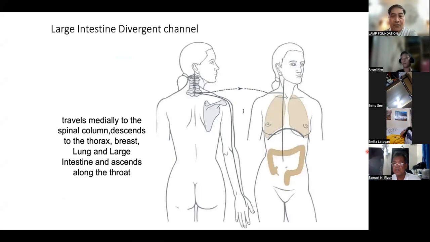After separating from the primary channel on the hand, this divergent channel continues upward across the arm and shoulder to the breast. A branch diverges at the top of the shoulder, enters the spine at the nape of the neck, then proceeds downward to join with the large intestine and lung. Another branch ascends from the shoulder along the throat, emerging at the supraclavicular fossa, where it joins the primary channel.